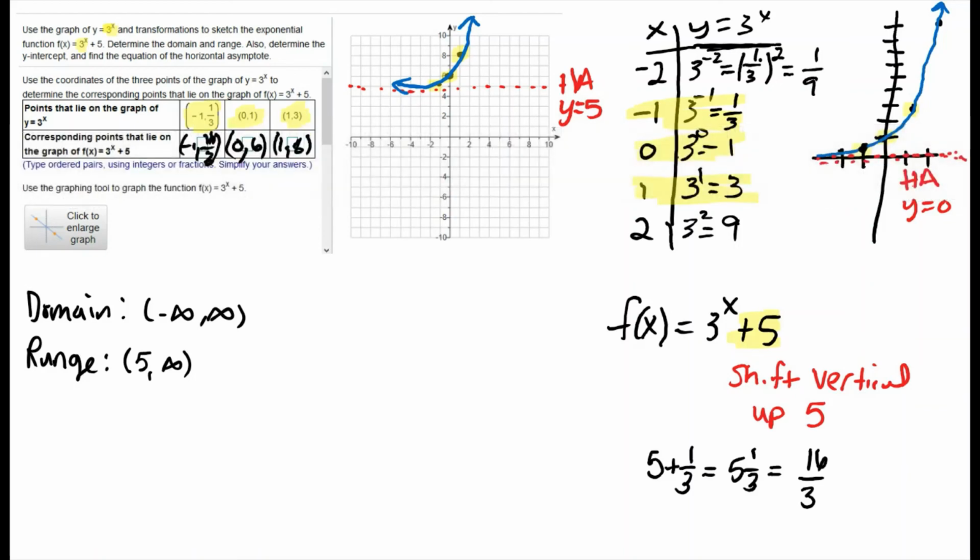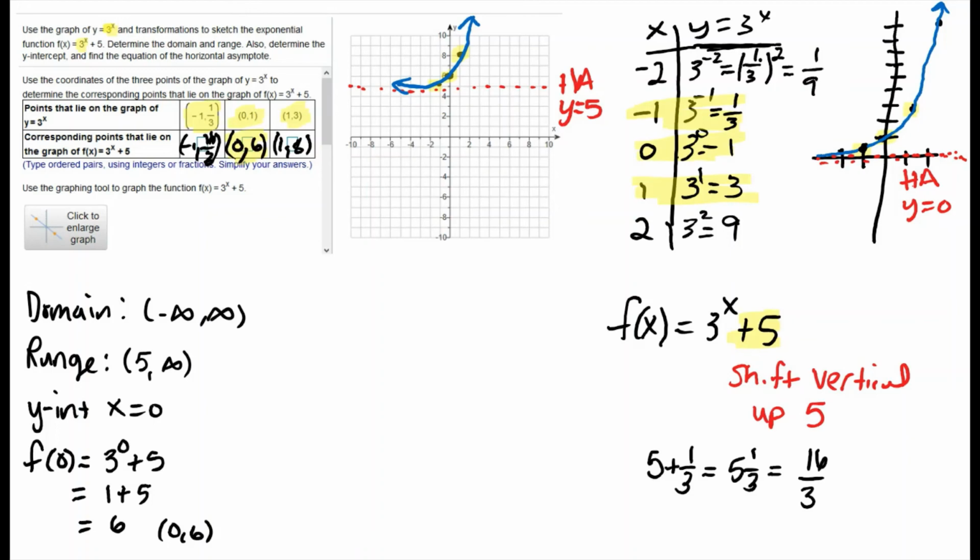All right, so what else did it ask? Determine the y-intercept. Okay, to find a y-intercept, you let x equal 0. So our function f of 0, 3 to the 0 plus 5, 3 to the 0 is 1, 5 plus 1 is 6. So that is our y-intercept, and that's also the point that we found earlier here. All right, so we found the y-intercept.